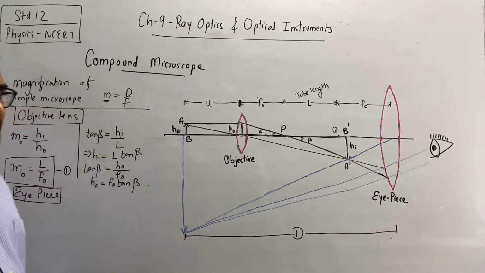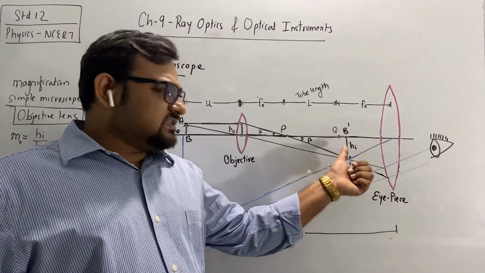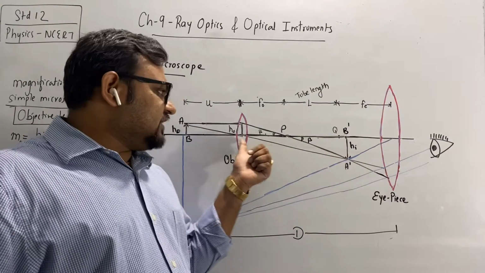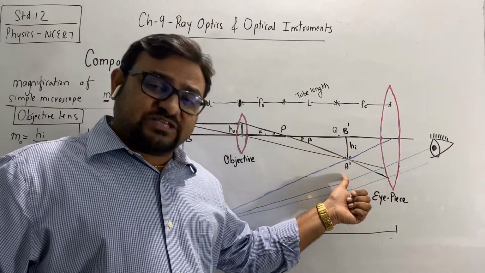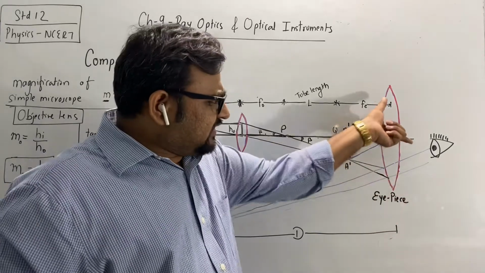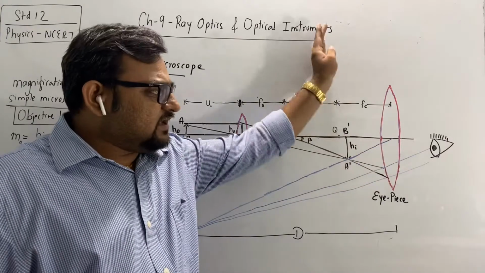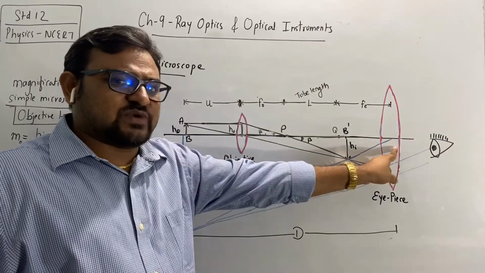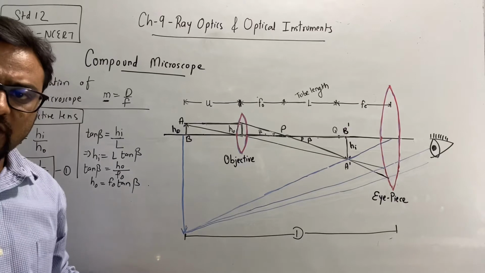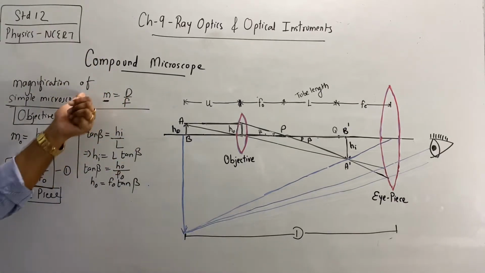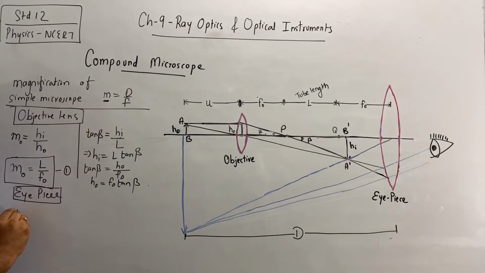Now for the eyepiece, the image formed by the objective lens acts as the object for the eyepiece. In this case, it just behaves like a simple microscope, right? If this is the object and only one lens we are considering, this is a simple microscope. So we will use the formula for magnification of a simple microscope. The magnification of the eyepiece is equal to D by F. Clear?